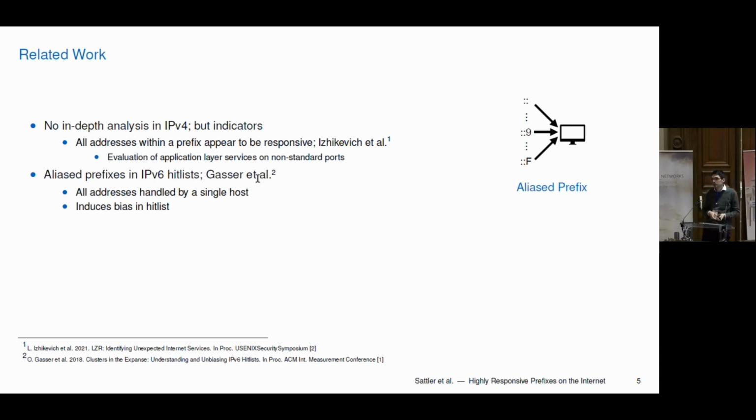In IPv6, we cannot scan the full routable address space, and that's why we have hit lists. And in hit lists, the concept of alias prefixes is already well known. Basically, an alias prefix is a prefix where each address inside is handled by a single host, and such prefixes induce a huge bias into IPv6 hit lists.